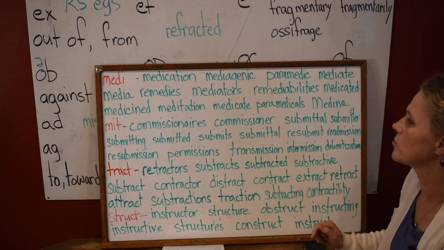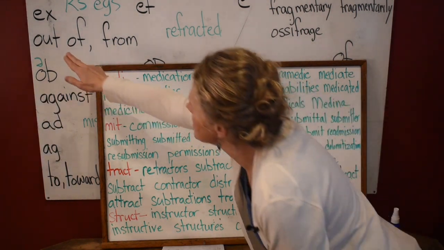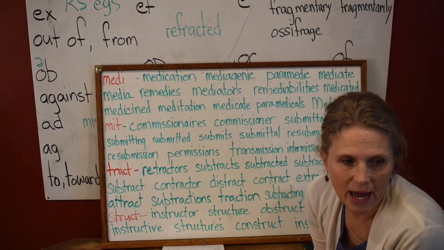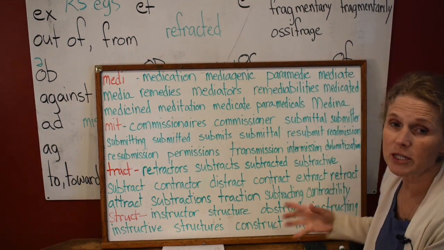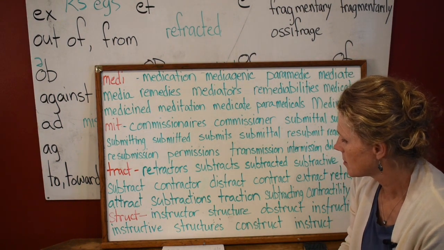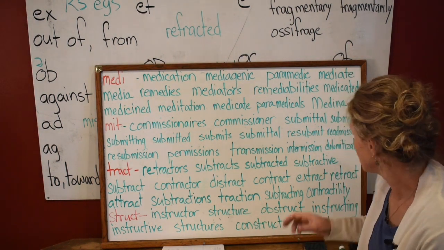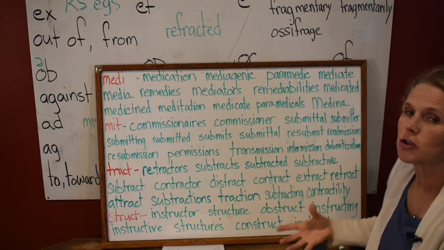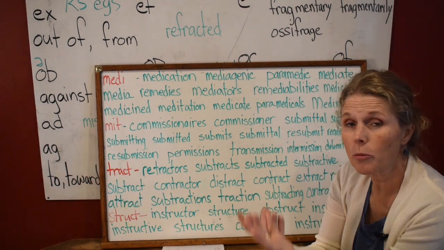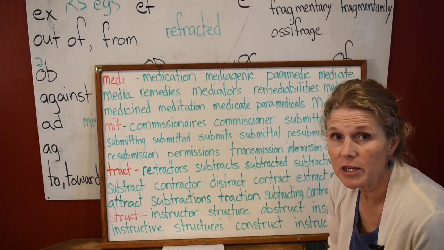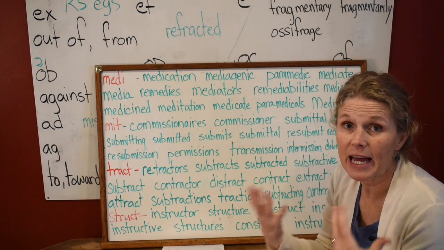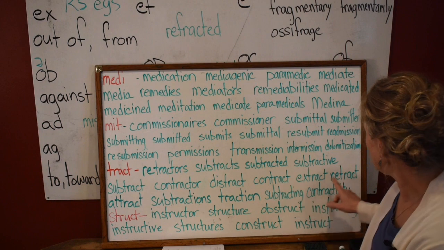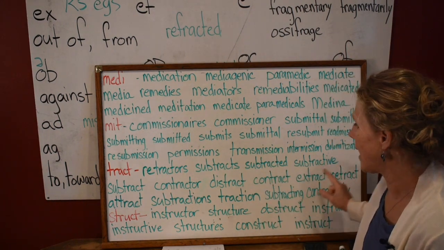Look at this, extract. What does X mean again, you guys? Out of. So if you think of extract, what is that? Tract means to draw, right? Or drag. So X means out of or from. So extract means you're drawing or pulling out a flavor out of something and you're condensing it, like vanilla extract. Okay, so retract, you're pulling something out again.